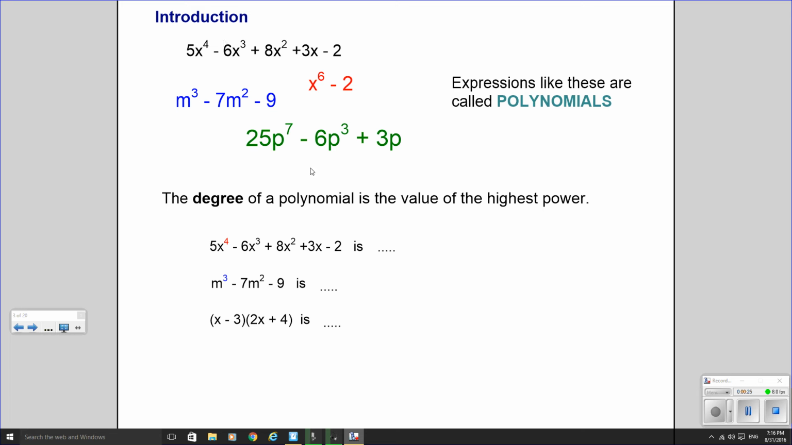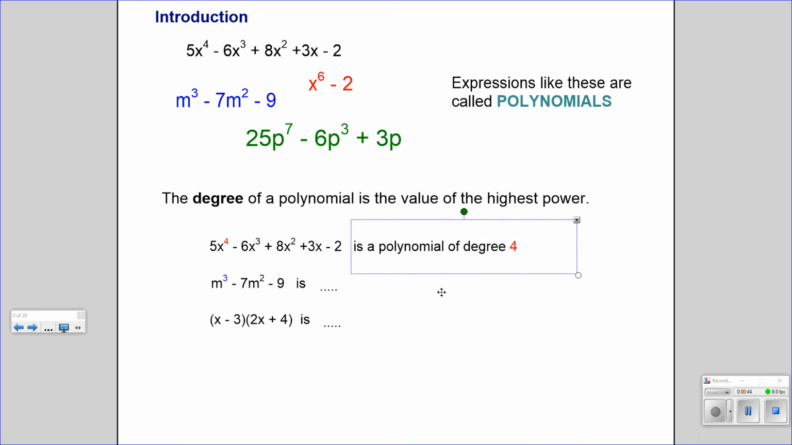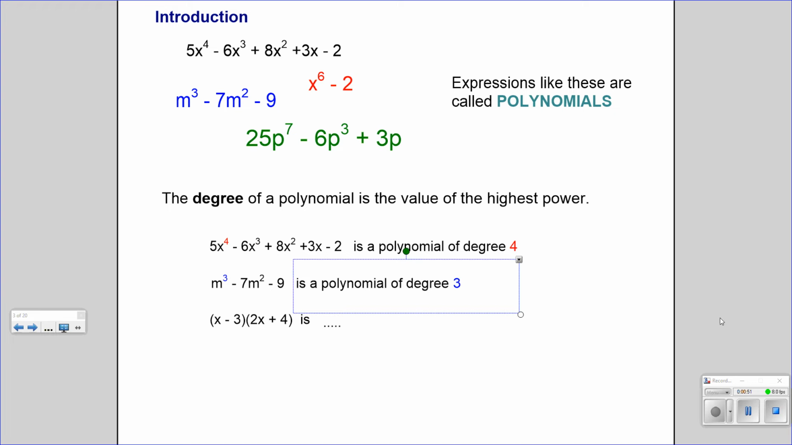We need to be familiar with one or two terms associated with polynomials, and the first one is just to be able to state the degree of the polynomial. It's fairly straightforward, it's just the value of the highest power. So for example, in these three below, the first one is a polynomial of degree 4, since 4 is the highest power. The second one is a polynomial of degree 3. And the third one, if you take a moment and multiply it out, you would see that it is a polynomial of degree 2.